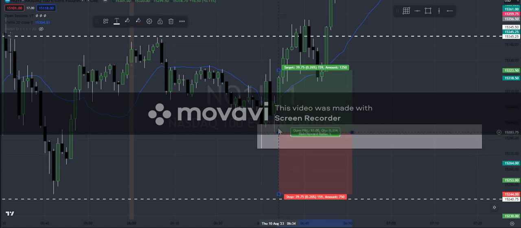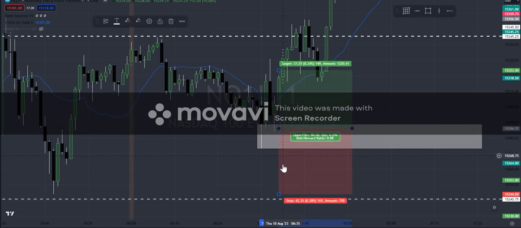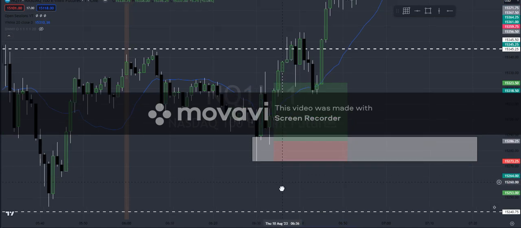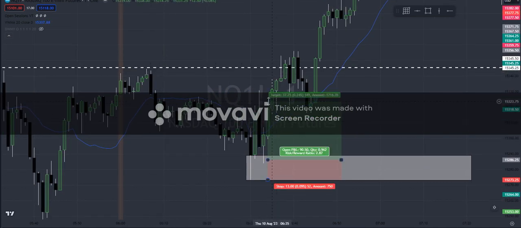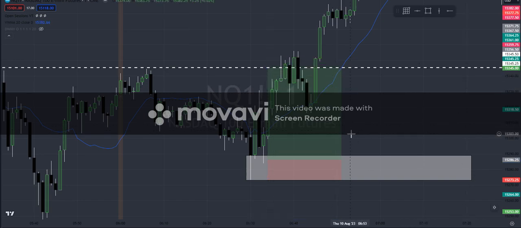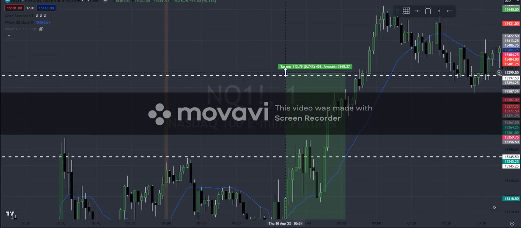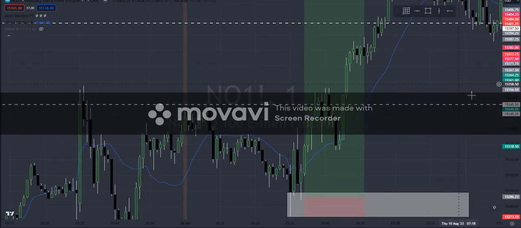enter the hit of the zone, so like right there, risking 13 points, target these highs, you're making 58 points. And then runners can make 100 points. And final TP, like 155 points.